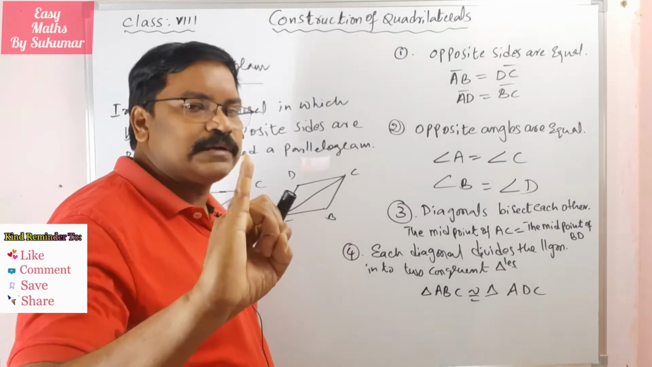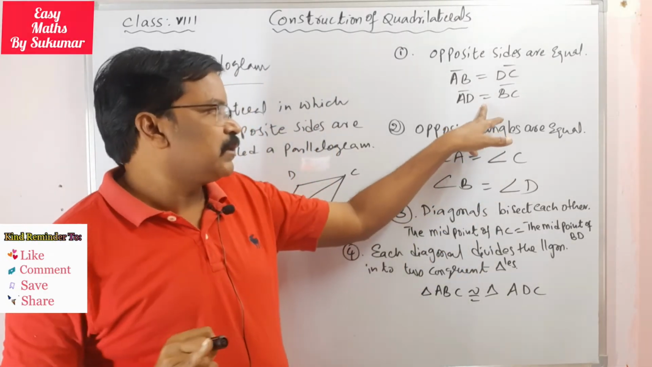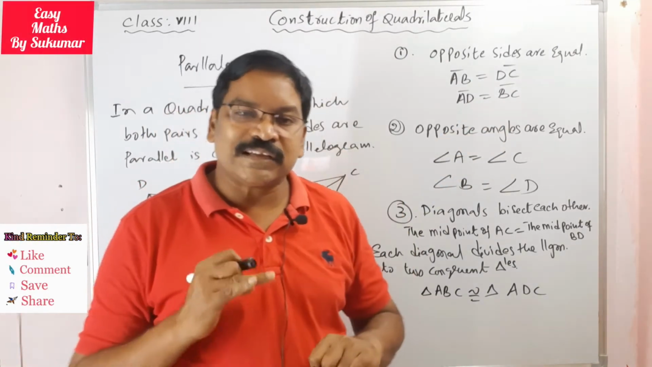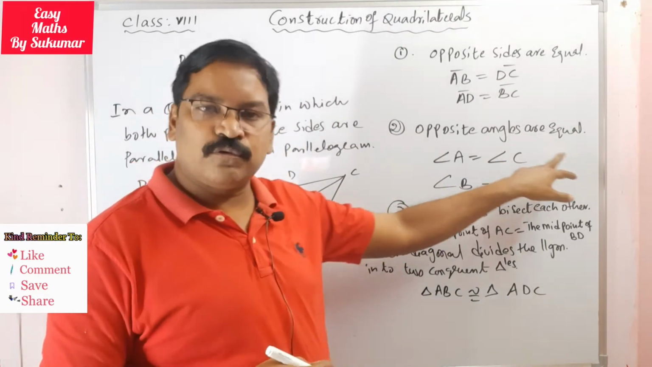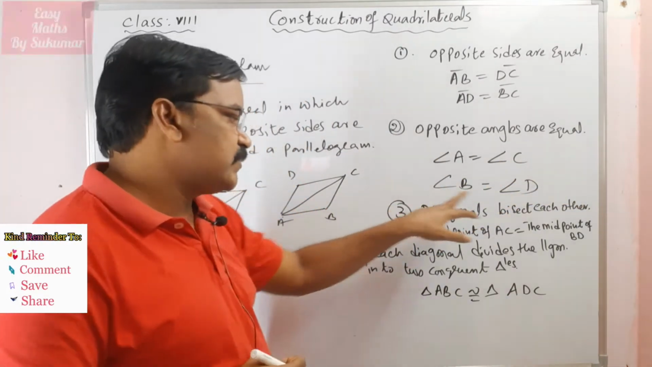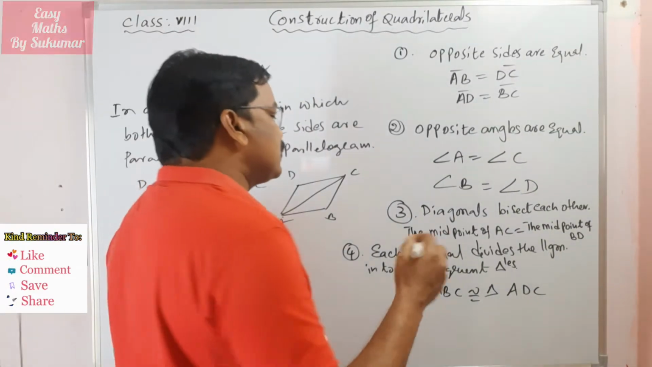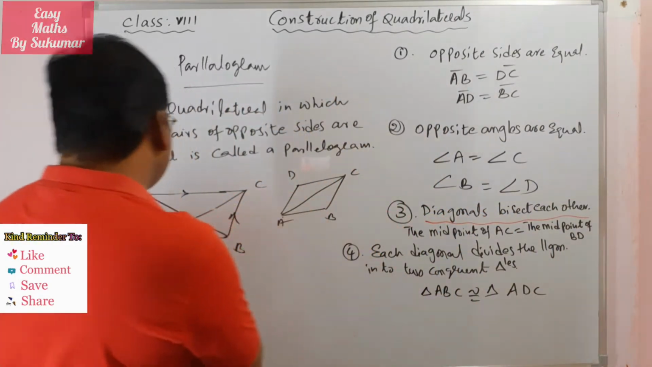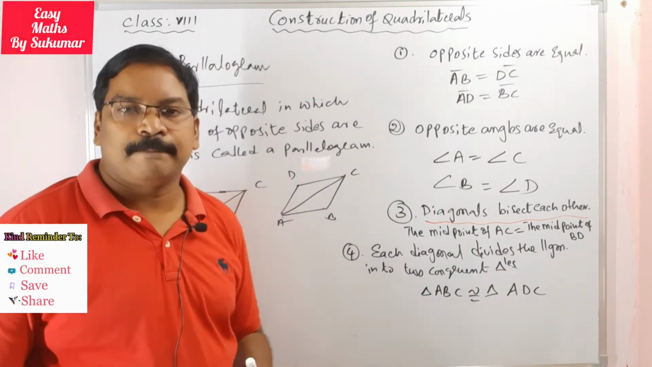The first property is opposite sides are equal. AB is equal to DC, BC is equal to AD. The second property is opposite angles are equal. That means angle A is equal to angle C, angle B is equal to angle D. And coming to the third property, diagonals bisect each other. That means the midpoint of AC and the midpoint of BD are equal.